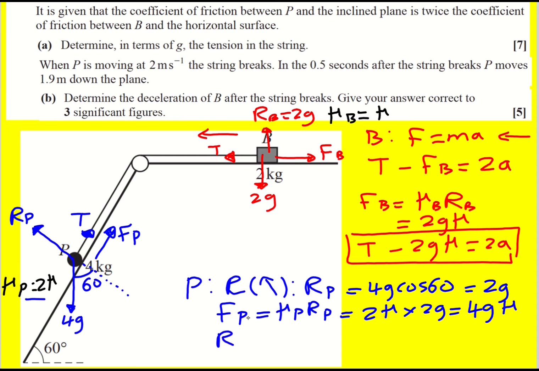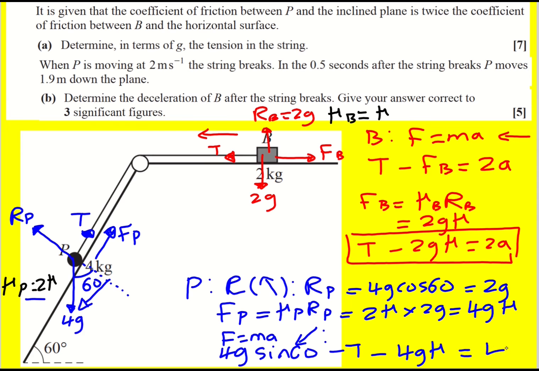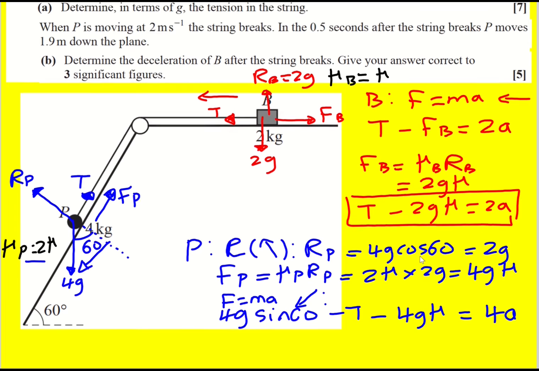And all that leaves is, oh, I'm not resolving forces now. I'm going to apply F equals ma down the slope. So I will get 4g sin 60, the component of the weight acting down the slope, minus T minus FP, which I've worked out, 4g mu, that is going to then equal 4a. And I've got a second equation.